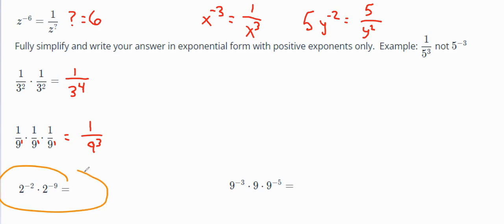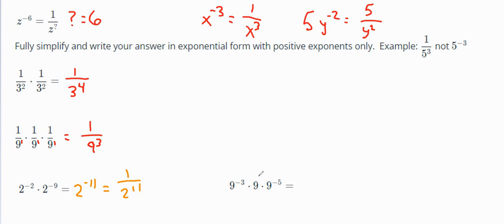2 to the negative 2 times 2 to the negative 9, we would add up the exponents. Negative 2 plus a negative 9 is a negative 11. And then we want to rewrite this without the negative exponents. So this would be 1 over 2 to the positive 11th power.